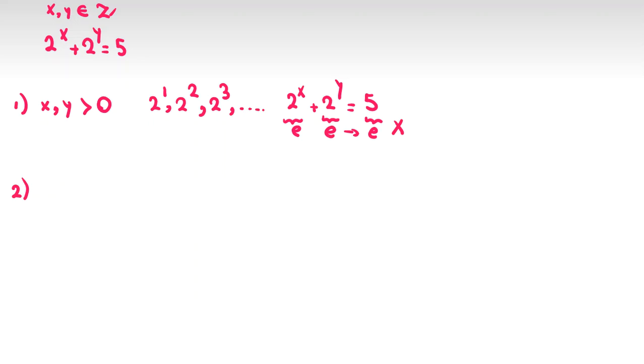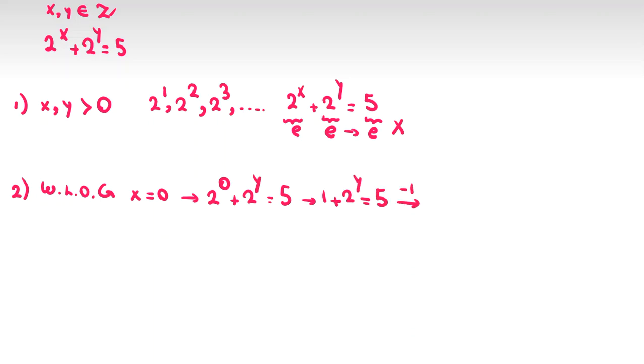If one of them is 0, x or y, without loss of generality, suppose x is 0. 2 to the 0 plus 2 to the y equals 5. 2 to the 0 is 1. We subtract 1 from both sides, so 2 to the y equals 4, which is 2 squared. So y equals 2.